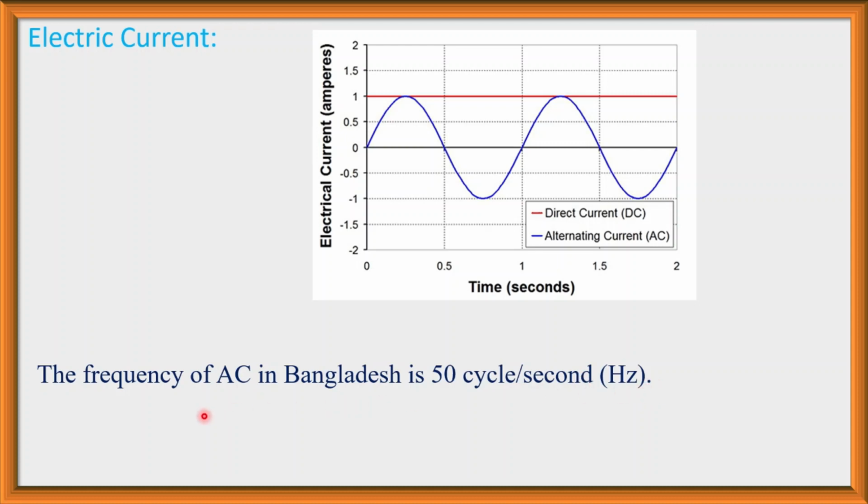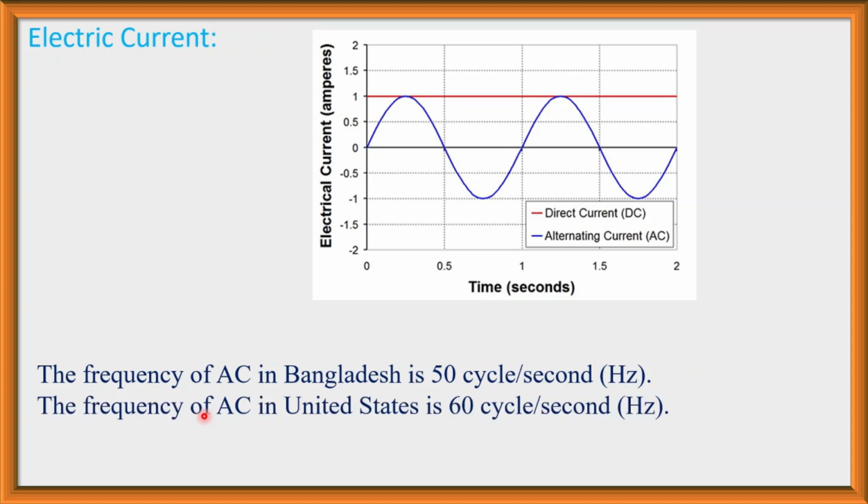That is, the frequency of AC in Bangladesh is 50 hertz or 50 cycles per second, and it varies from country to country. The frequency of AC in the United States is 60 cycles per second or 60 hertz. So in our country the frequency of AC is 50 hertz, and in the United States the frequency of AC is 60 hertz. You will remember it.